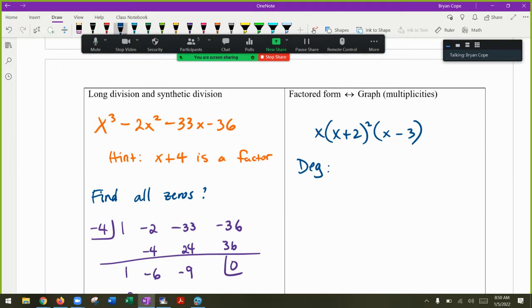The degree is, ready for this? It's 1 plus 2 plus 1. So what's the degree? 4. Good. Okay. That means that on the ends, this graph is going to be going up, right? So as far as end behavior, it's going to do something like that. Now, it's going to do interesting stuff in the middle, but at the end, it's going to be up, up, okay? All right, what are the zeros? Tell me.